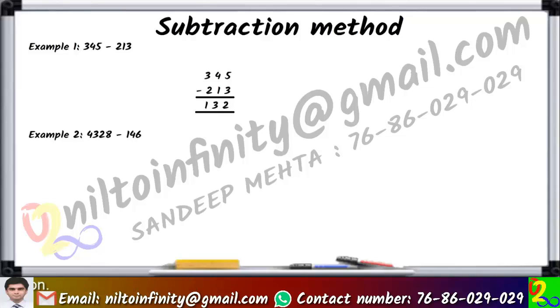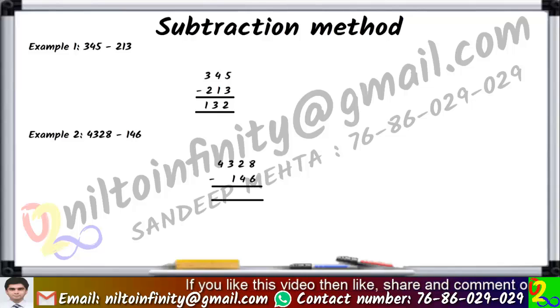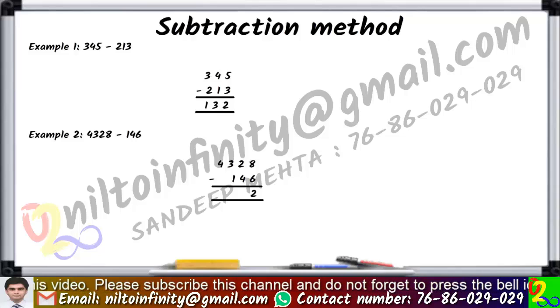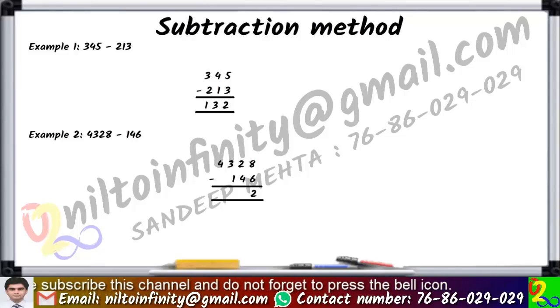4328 minus 146. Here the minuend is 4328 and the subtrahend is 146. So, 8 minus 6 gives 2. 2 minus 4. In this case 2 is smaller than 4, therefore it will borrow 1 from its neighbor, which is 3 on the left, and will become 12. So we will subtract 4 from 12, which gives 8.